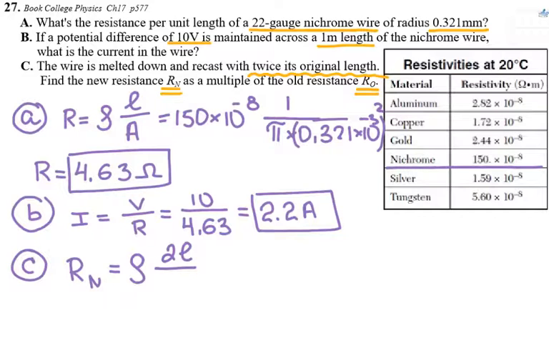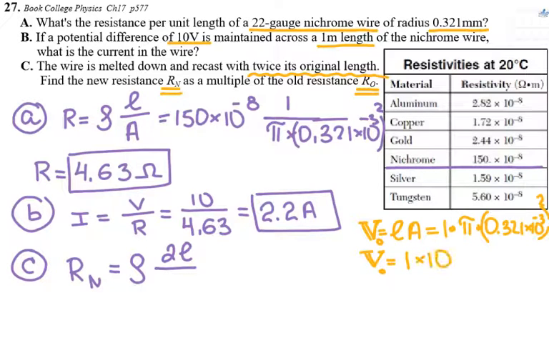So the volume of our wire used to be the length, 1 meter, times the area. So that was the volume, not the voltage. The length was 1 meter, and the area was pi r squared, which is 0.321 times 10 to the negative third, and all of that squared. So the original volume was equal to 1 times 10 to the negative 6 cubic meters.